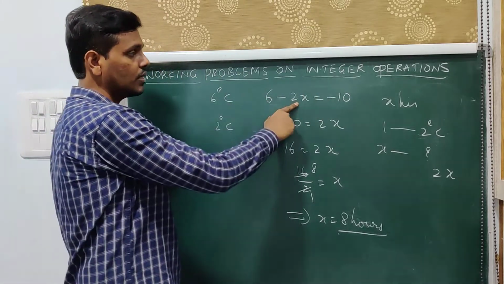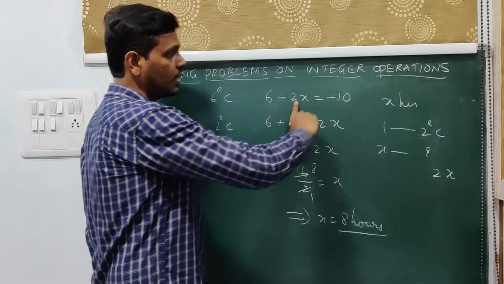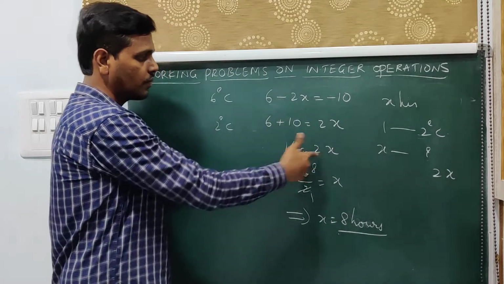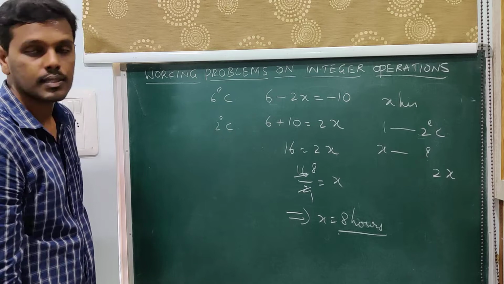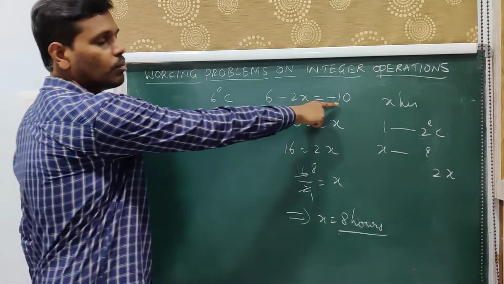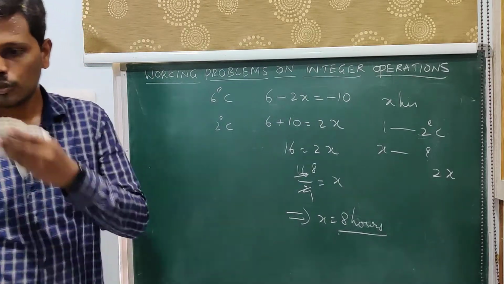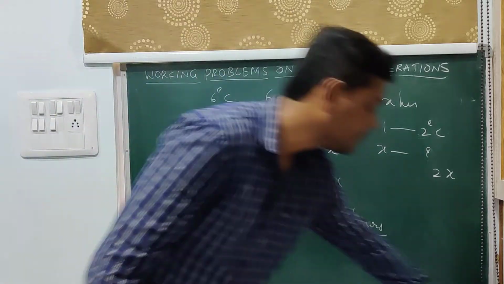So 6 minus 2x is equal to minus 10. Bring this minus 10 to the left hand side, minus 2x to the right hand side. So this is the case, 6 plus 10 is 16. Then bring this 2 to the left hand side, 16 by 2, that is 8. So after 8 hours the temperature becomes minus 10. So that is the case. Now we move on to the next one. But this is a bit different from whatever problems we have done.